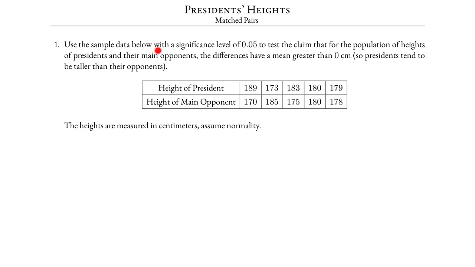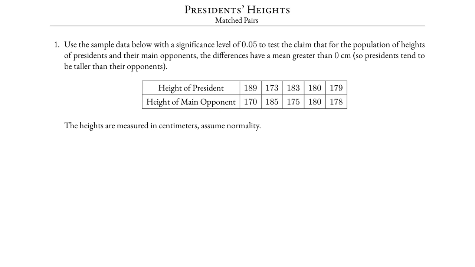Use the sample data below with a significance level of 0.05 to test the claim that for the population of highest presidents and their main opponents, the differences have a mean greater than 0 centimeters. So presidents tend to be taller than their opponents. Think of this as Biden versus Trump. So this is the height of Biden and this is the height of Trump, the president and their main opponent.